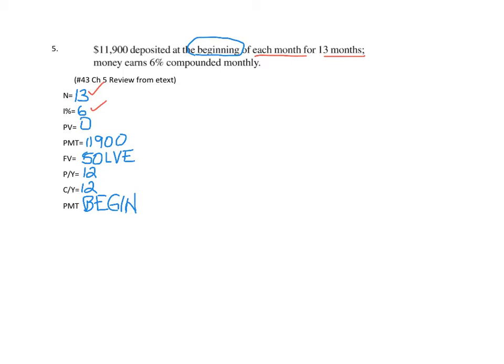We don't know the present value because we are interested in finding out what the future value is. So we're going to solve for the future value. And the thing to be sure of is, because this is at the beginning of each month, our payments have to be set in the TVM solver to be at begin.